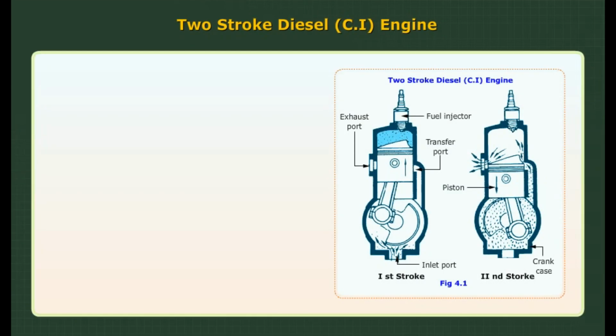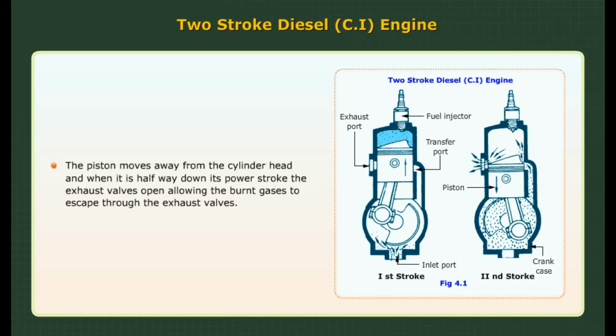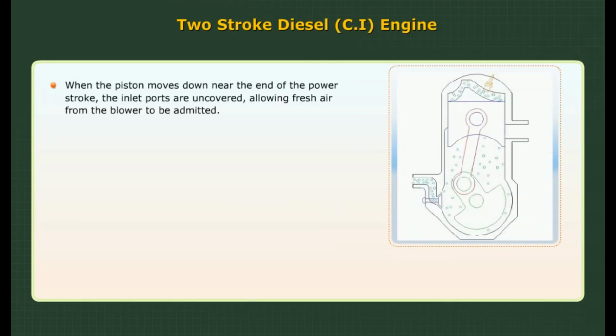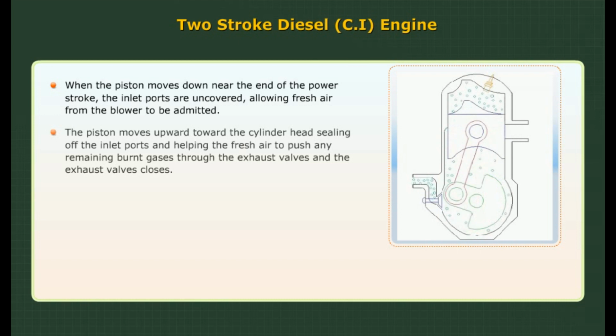Two-stroke diesel CI engine. The piston moves away from the cylinder head, and when it is halfway down its power stroke, the exhaust valves open, allowing the burnt gases to escape through the exhaust valves. When the piston moves down near the end of the power stroke, the inlet ports are uncovered, allowing fresh air from the blower to be admitted.